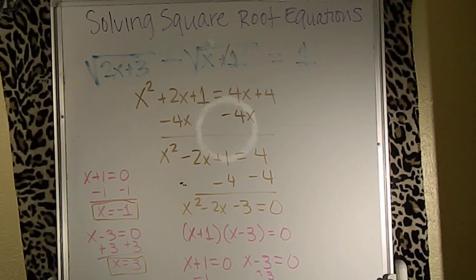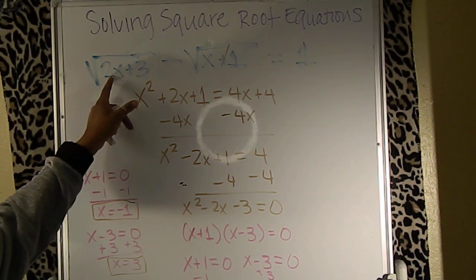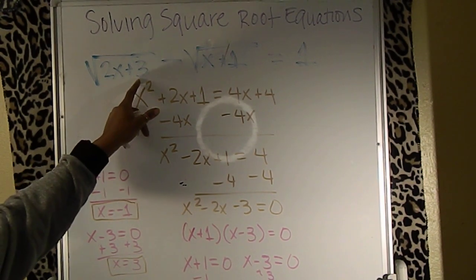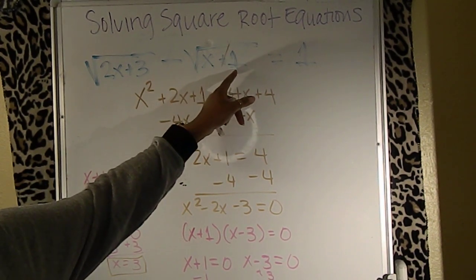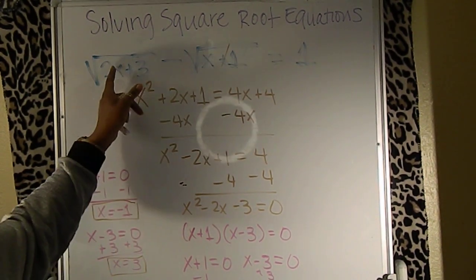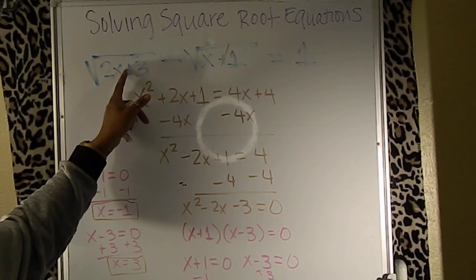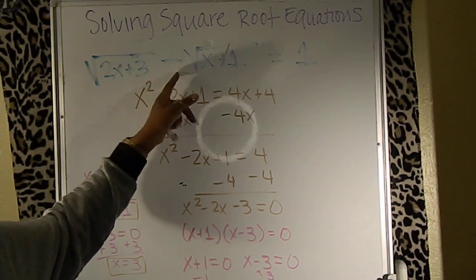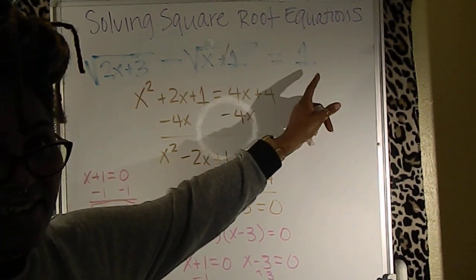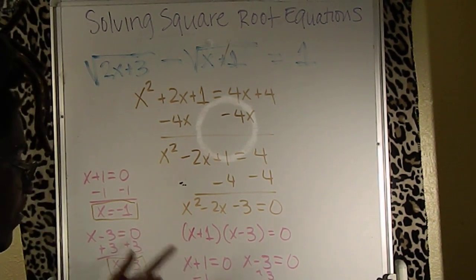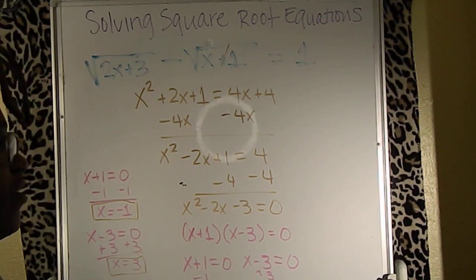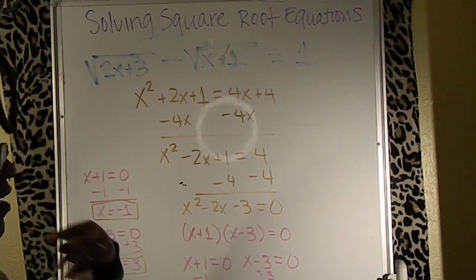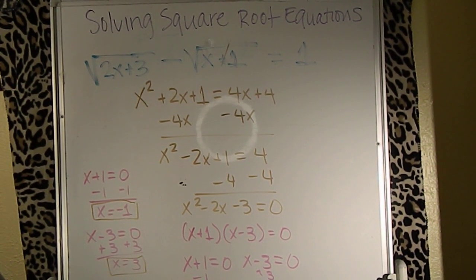Try it with the 3. Let's see what happens. 2 times 3 is 6. Plus 3 is 9. Right? 3 plus 1 is 4. The square root of 9 is 3. The square root of 4 is 2. 3 minus 2 is equal to 1. So I told you before, many a video ago, that you could always check your work and you could always make it 100. And we just did that, right? So there is your square root equations.